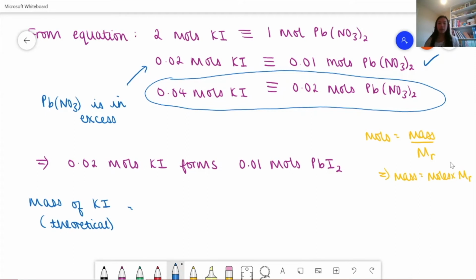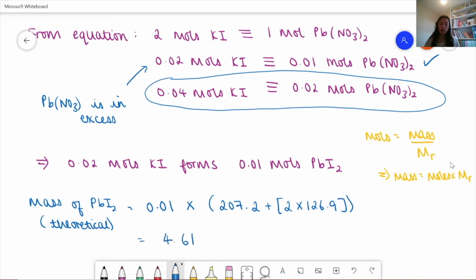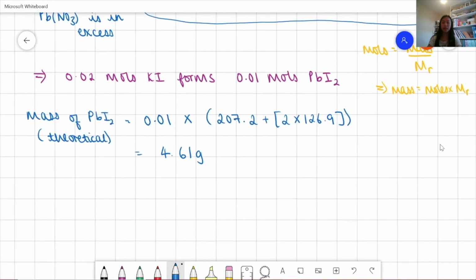And so we have that the moles is 0.01. So this is supposed to be potassium iodide. So it's the theoretical mass of potassium iodide that we could obtain from this experiment. And then we multiply it by the MR, 207.2 plus 2 iodines, which is 2 multiplied by 126.9. And so this gives us 4.61 grams. And this is what we call our theoretical mass.